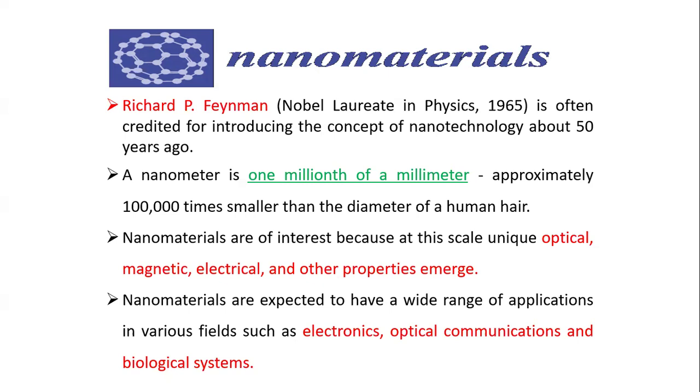It was Richard P. Feynman who introduced the concept of nanotechnology about 50 years back. A nanometer is 1 millionth of a millimeter, and it is at least 1 lakh times smaller than the diameter of a human hair. Because of its unique property, that is the small size, it has various applications and various other properties like optical, magnetic, electrical. These properties also change when the material changes from bulk to the nano size.